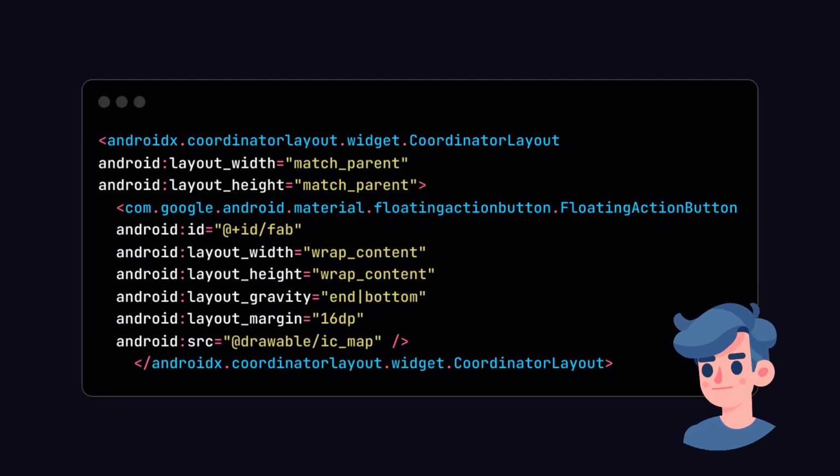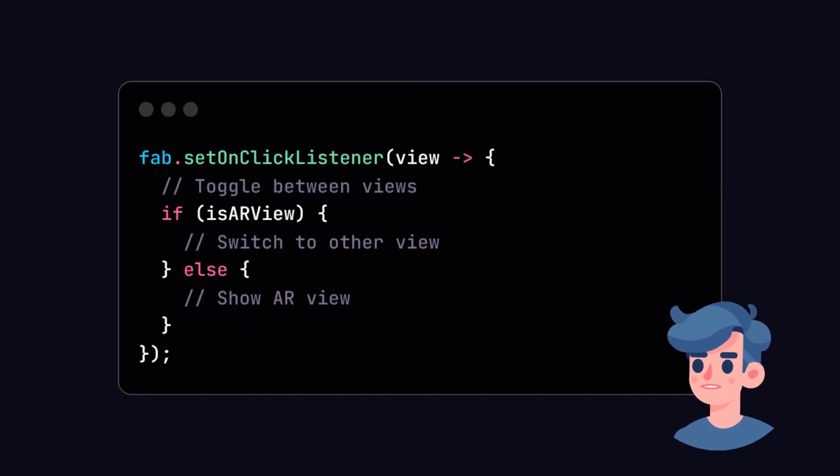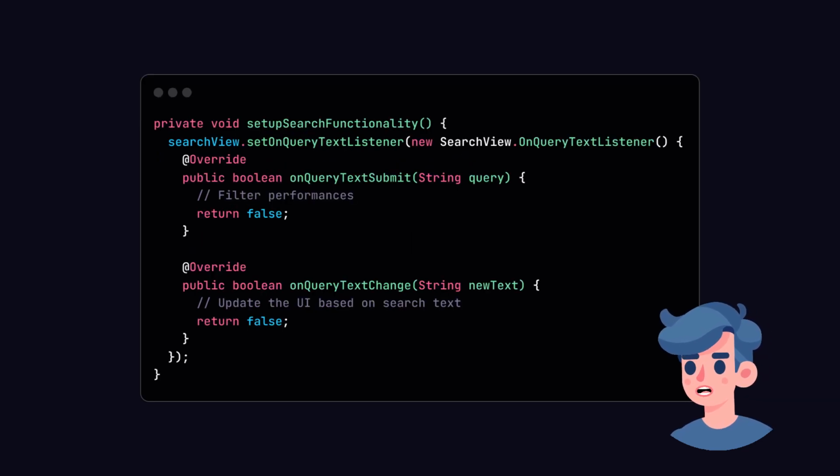Next, we will discuss enhancing our UI. Let's integrate a floating action button that will allow users to switch views, such as toggling a map view or a list of performances. Implement the floating action button in your main activity to switch between the AR view and a simple list view or map view. You can even include a search function to find specific performances or booths. This feature adds a strong element of usability that attendees will appreciate.